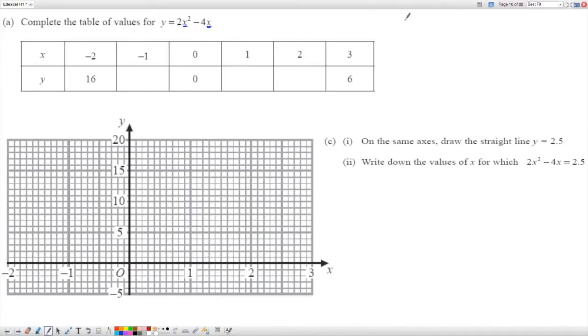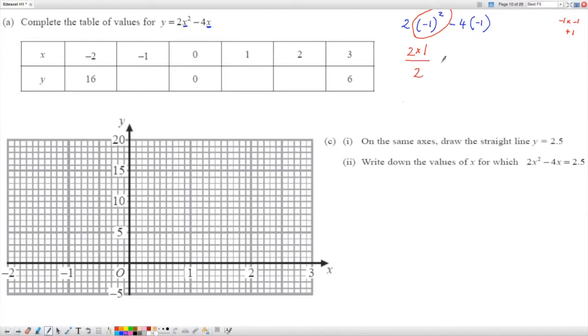So let's go nice and slowly. 2 bracket -1 close bracket squared, -4 bracket -1. You haven't got a calculator here, so use brackets, and we're not going to make any mistakes with our negatives. So first let's take a look at the power here. -1 times -1 is +1. Remember, -1 times -1 is going to give us +1. So we have 1 multiplied by 2, gives our answer of 2.